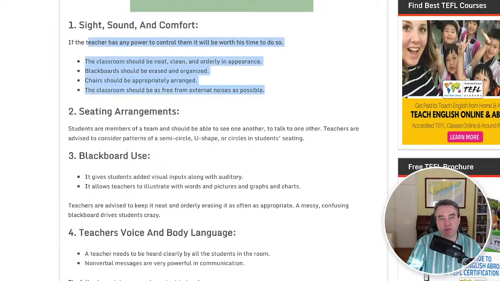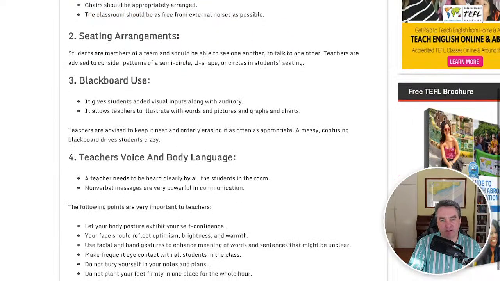So a few points here worth considering. There's looking at seating arrangements. Again, you could sit the class in a U-shape, a horseshoe. You could put them in rows. You could put them in small islands, small groups. So there's that for a considered approach.